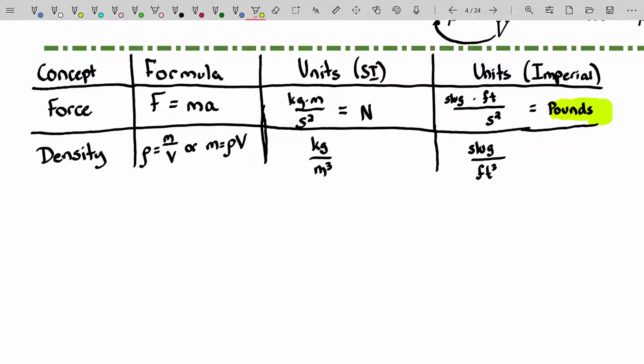This won't be super confounding for most students as we move forward. I'm just letting you know that people often engage with the word pounds when they should be using the word slugs. But we'll kind of fix that as we move forward.